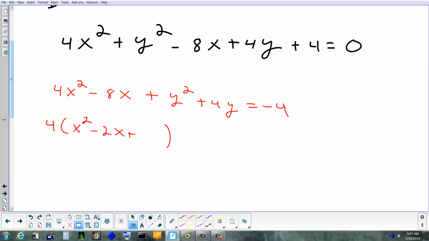Now, leave a little bit of space because this is where we're going to complete the square. We'll do it for the x's, and then we're going to do it for the y's. Now, I didn't have to factor anything out on the y's at all. Okay, so let's start with the x's.